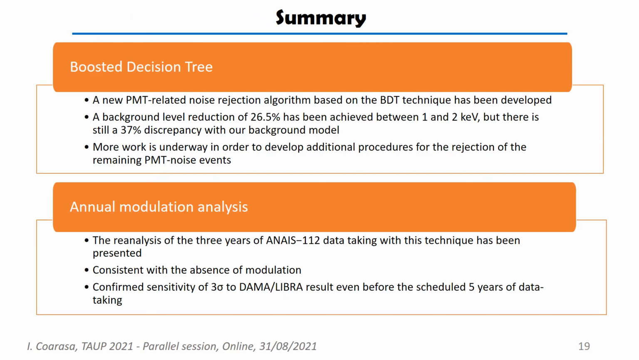To sum up, a new PMT-related noise rejection algorithm based on the BDT technique has been developed. A background level reduction of 26.5% has been achieved between 1 and 2 keV, but there is still a 37% discrepancy with our background model. More work is underway in order to develop additional procedures for the rejection of the remaining PMT noise events. The reanalysis of the 3 years of ANAIS-112 data taken with this technique has been presented. Results are consistent with the absence of modulation and confirm a sensitivity of 3 sigma to the annual modulation result even before the scheduled 5 years of data taking.